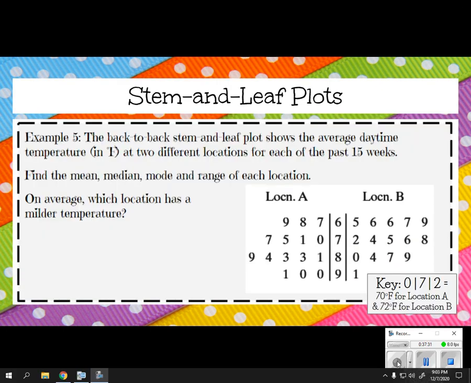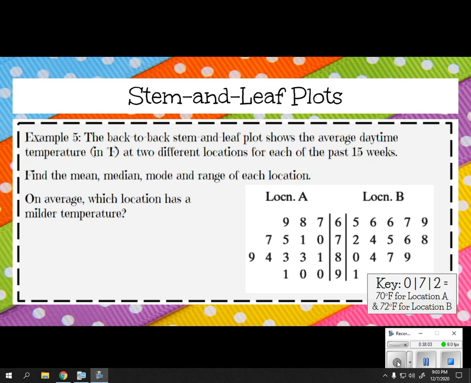Okay, so we're looking at daytime temperatures in degrees Fahrenheit of two different locations over the past 15 weeks. We have location A and location B. We have a key that tells you what's going on, and we're trying to find the mean, median, mode, and range for each location. On average, which location has a milder temperature? So we want a location that has lower temperatures than the other one.